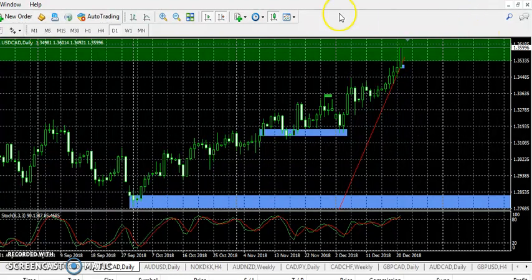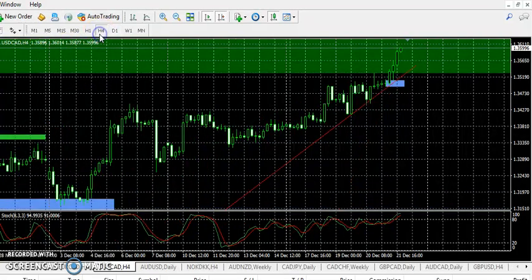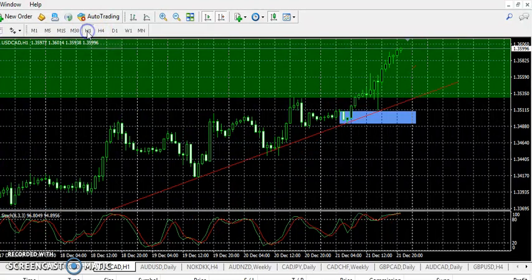So we have the daily here, and we can see that it's still in an uptrend, still continuing up, pushing against larger time frame supply. So that's what we have. Still in the uptrend, going up.